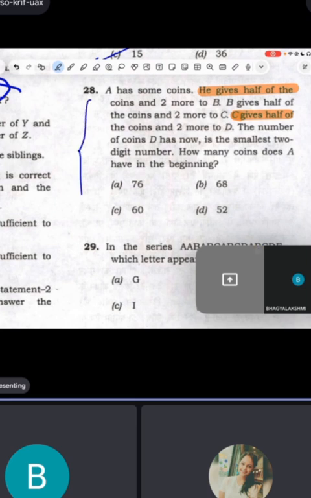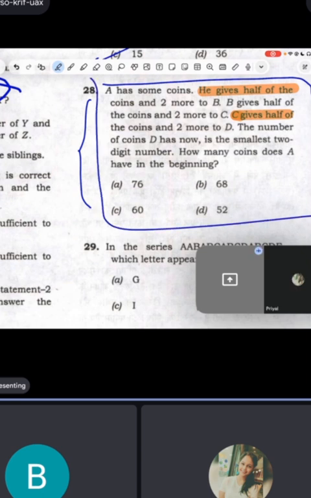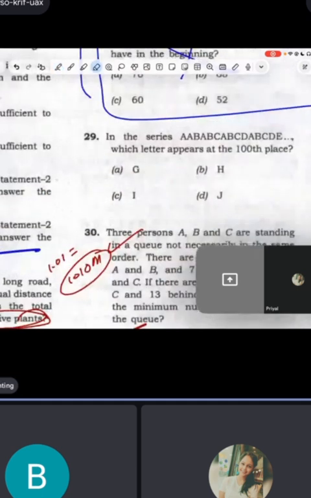Tell me any other easier method than that in the market. No. You cannot find an easier method than this, what I told you, to solve this question. If you want to make the equation, you can make it, but it will take at least 2 minutes to bring this answer.